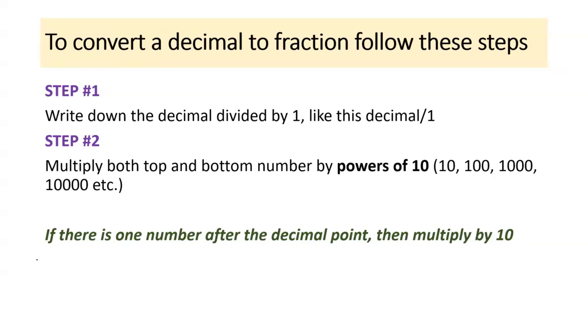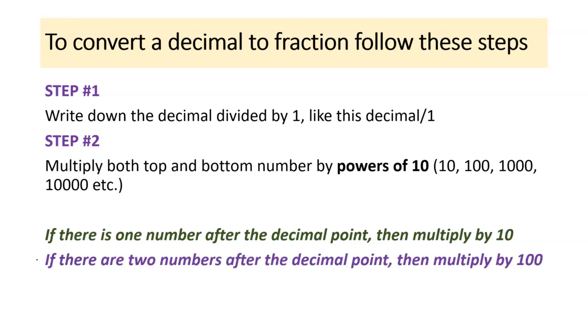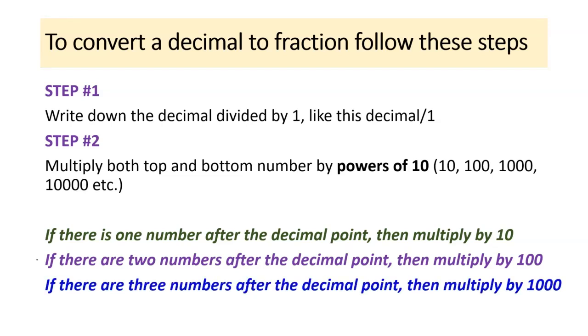If there is 1 number after the decimal point, we will multiply the top and the bottom by 10. If there are 2 numbers after the decimal point, then we'll multiply the top and the bottom by 100. And if there are 3 numbers after the decimal point, we'll multiply the top and the bottom by 1,000. Let's look at the example.